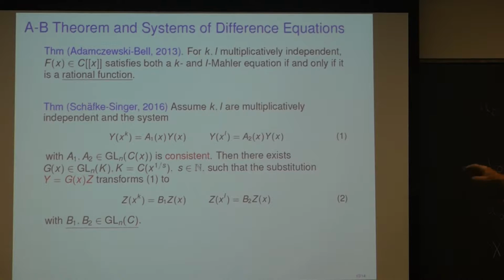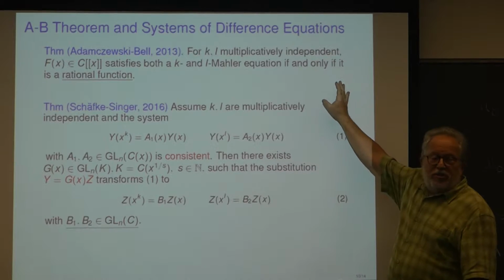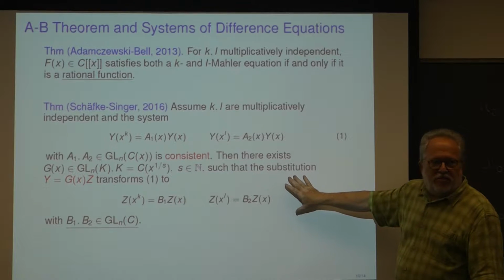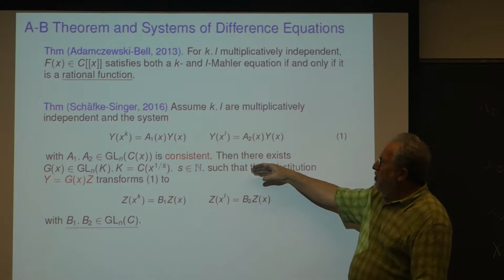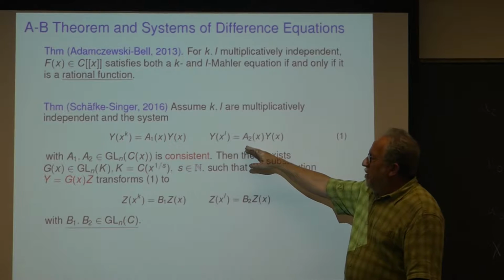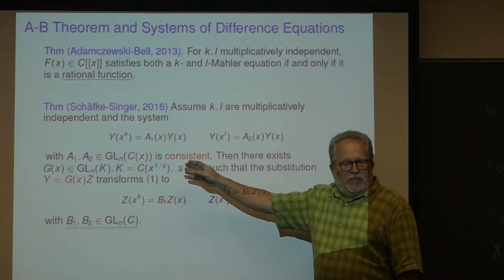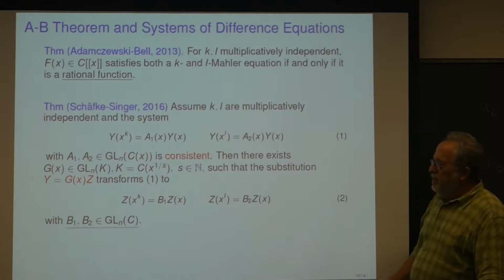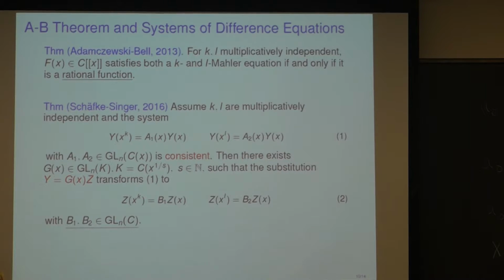So this is a result about solutions. This is a result about equations. There's no mention of solutions here. I'm saying if you have a pair of equations that satisfy some condition, then they can be simple. And let me tell you what the consistency condition is. It's not such a surprise.